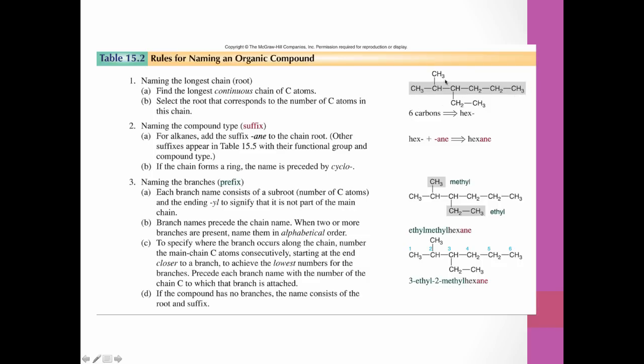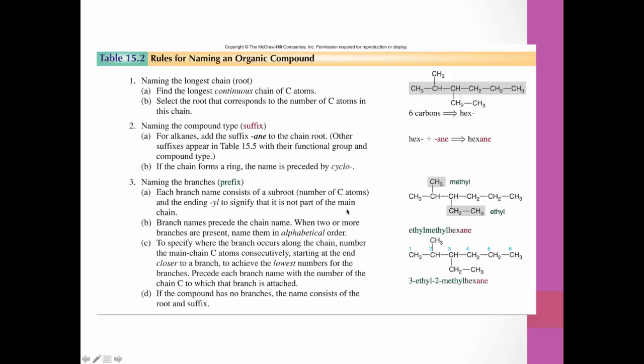Now you'll note that hexane is that longest continuous chain, but there are some other carbons branching off that, so we also name the branches. This has a 2 carbon group, so we call that an ethyl group because the prefix is eth. This has a 1 carbon group because the prefix is meth. So this would end up being ethyl methyl hexane. And we also have to say the numbers. So in this case, it's 3 ethyl, 2 methyl, because the ethyl is on carbon 3, 1, 2, 3, and the methyl is on carbon 2.